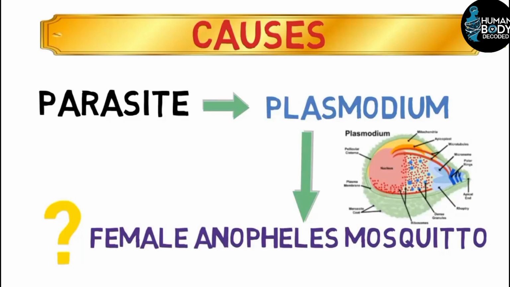How does malaria spread? When a mosquito bites a person, it injects saliva from its salivary glands into the bloodstream. This saliva contains the Plasmodium parasite, which then infects the person.